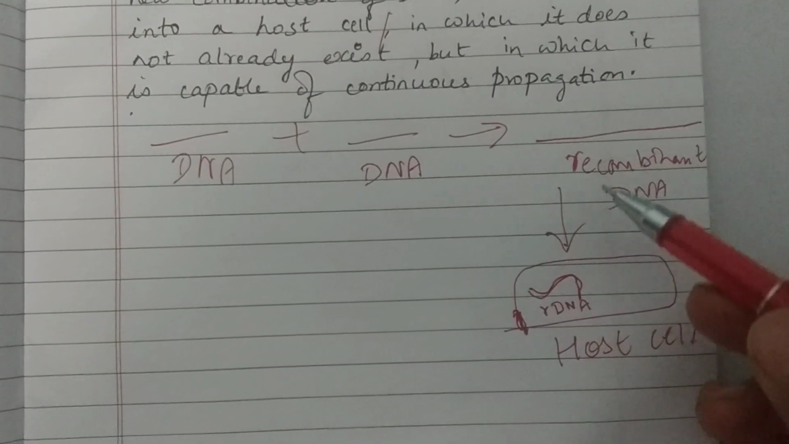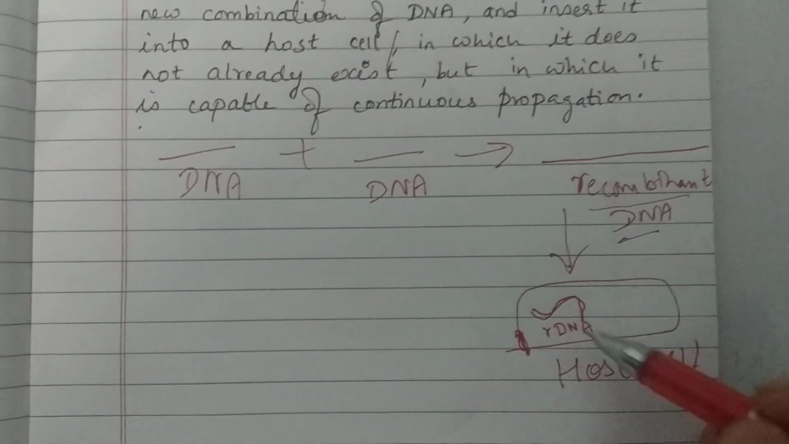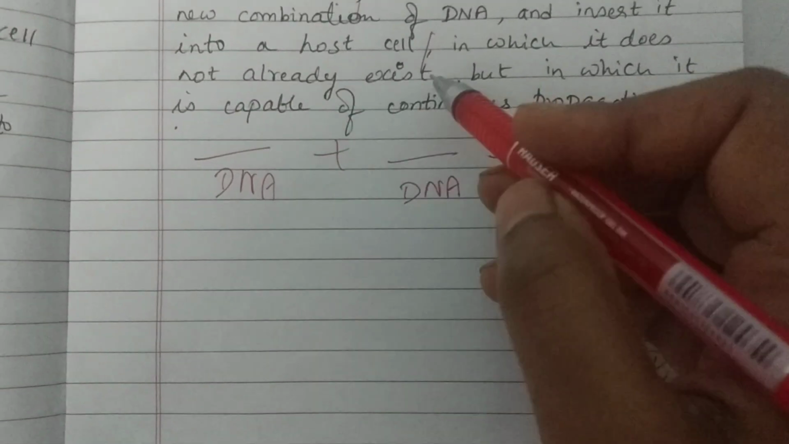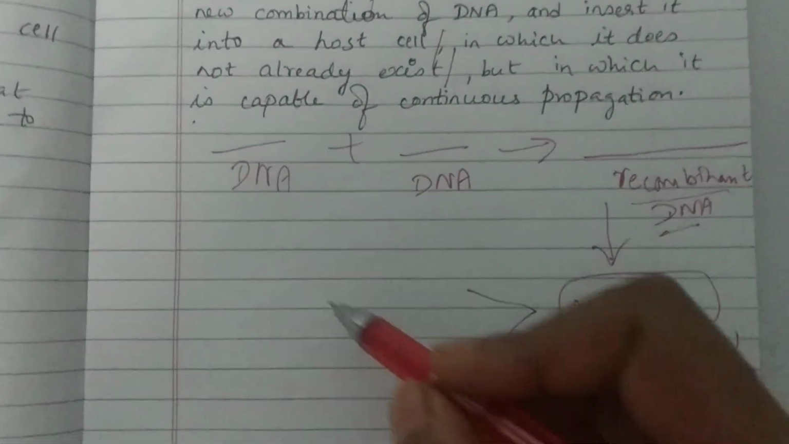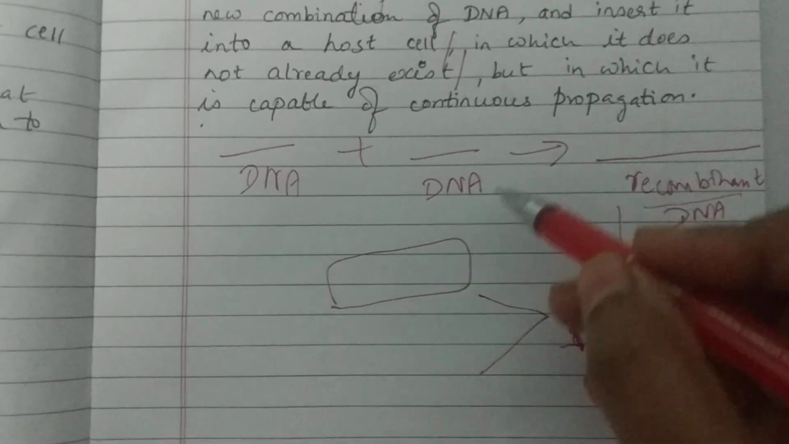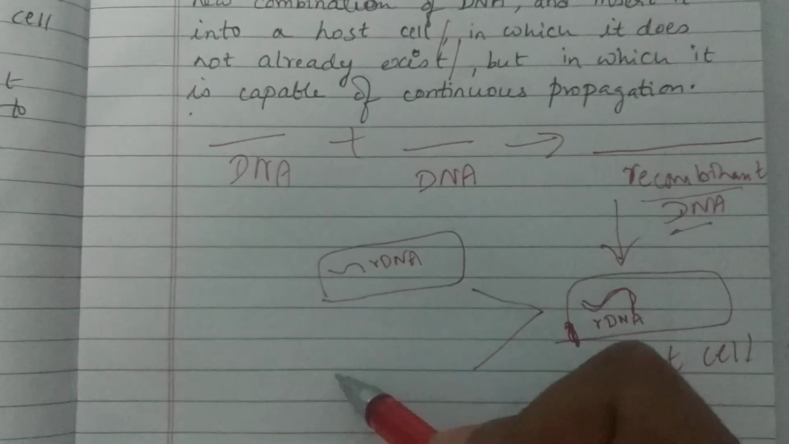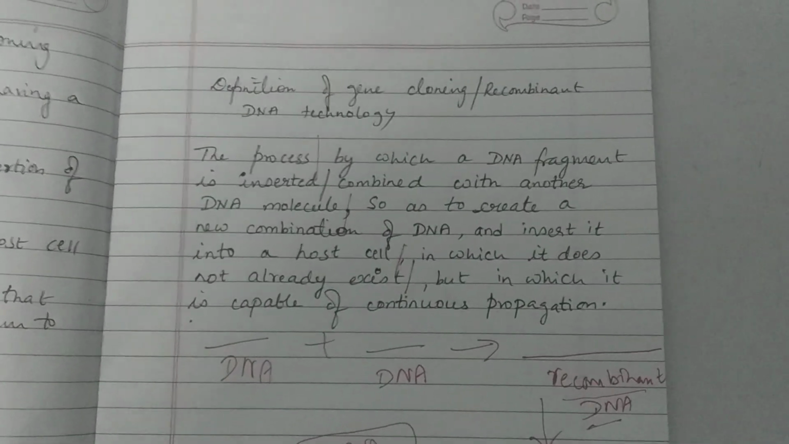This recombinant DNA, you have created this. This is a new combination. It does not already exist in that host cell. Alright, so that's the important point. It does not already exist, but in which it is capable of continuous propagation. Propagation means replication. So when this cell divides, these daughter cells also will get the recombinant DNA. That is the meaning of gene cloning. I hope you have understood this. Now let us look into the steps. If you understood the definition, the steps are going to be very easy.